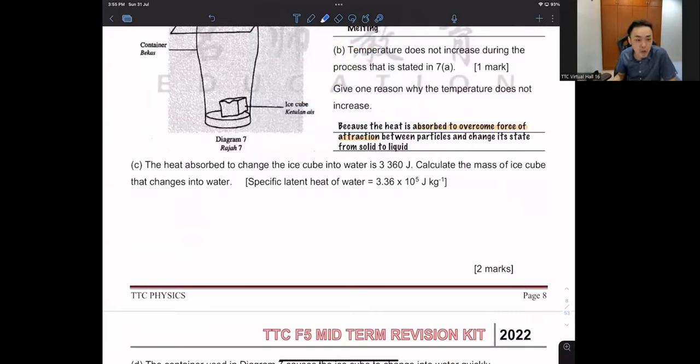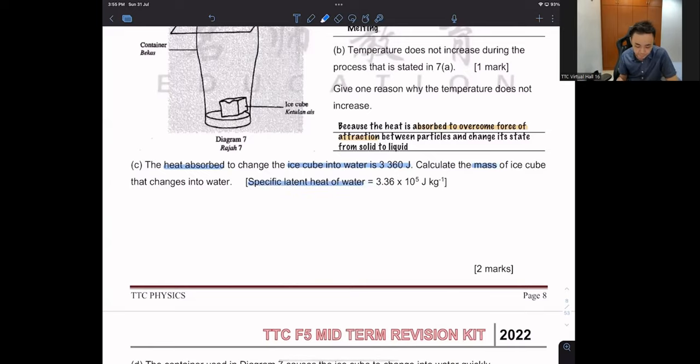Heat absorbed to change the ice cube. The textbook says overcome force of attraction. Exactly, that's the thing. That's why I'm concerned, why suddenly out of nowhere break bond comes out. Heat absorbed to change ice cube into water, 3360. Calculate the mass of the ice cube.